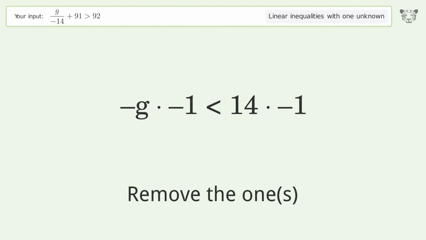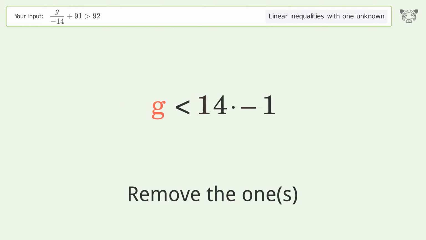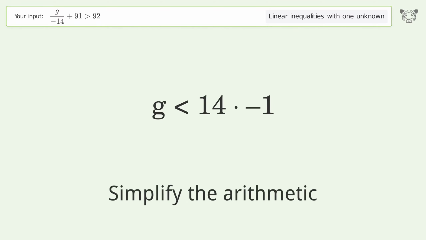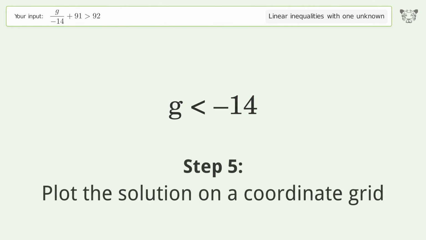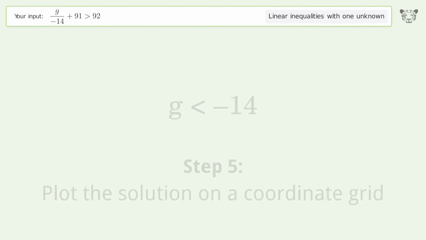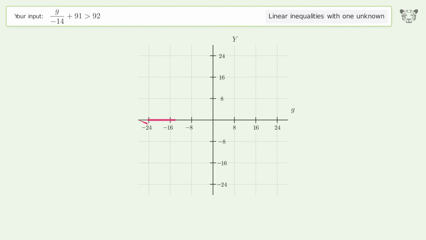Remove the ones. Simplify the arithmetic. Plot the solution on a coordinate grid. And so the final result is g smaller than -14.